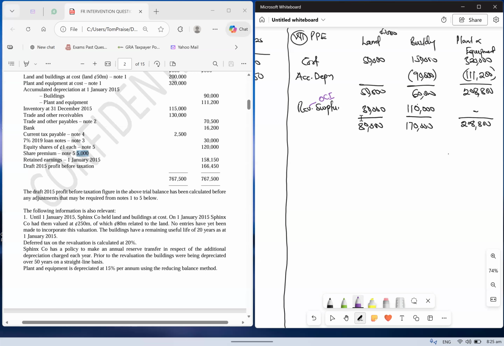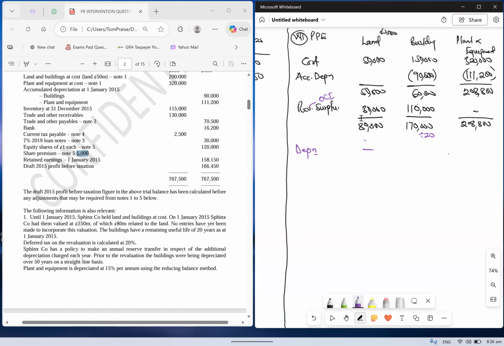It says that the building has a remaining useful life of 20 years. So the building, do the depreciation. Building 20 years. We don't depreciate this one, so land. So 20 years will give you how much? Because it said the building has a remaining useful life of 20 years. That's at this date. That's fine.